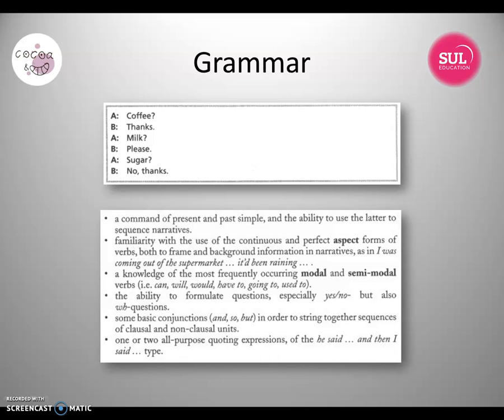A lot of conversation is storytelling, and stories do tend to happen in the past tense. So we'll need a command of present and past simple to talk about habits and to tell a story. Possibly also past continuous to give a narrative. Continuous and perfect aspects you are always going to need in conversation, to talk about what you've been doing, to talk about your experiences.